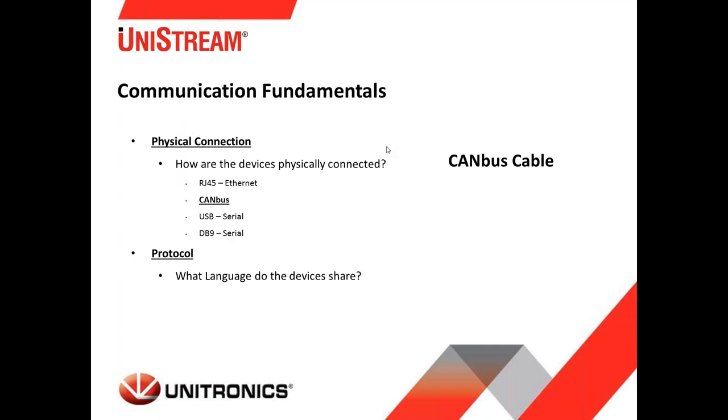With communications, it can feel like a big topic if you're not familiar with it, but fundamentally, there are only two major things you have to understand about the communications you're trying to set up. One is the physical connection of how these things are connected together, whether that be a wireless network or a physical cable. It is the physical way that these devices are able to see each other. Once they're able to see each other over some physical connection, they have to speak the same language. They have to be able to understand what each other is saying.